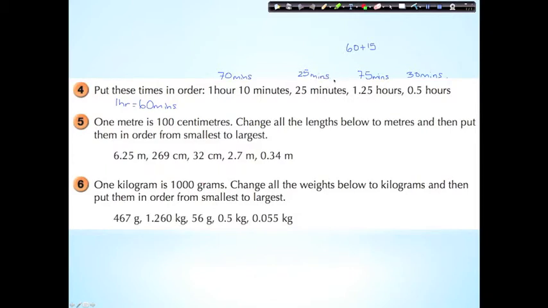Okay, so press pause. You're going to do the same thing for question 5 and 6, so you need to convert them to metres or centimetres. So just a reminder, there's 100 centimetres in 1 metre. Okay, and then kilos and grams, there's 1,000 grams in 1 kilogram.